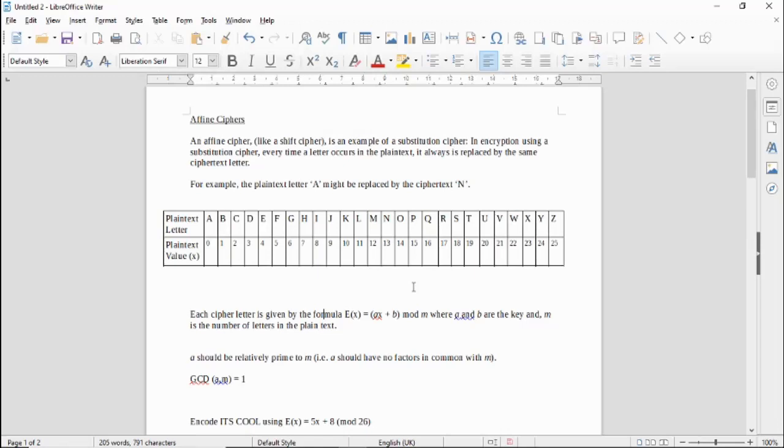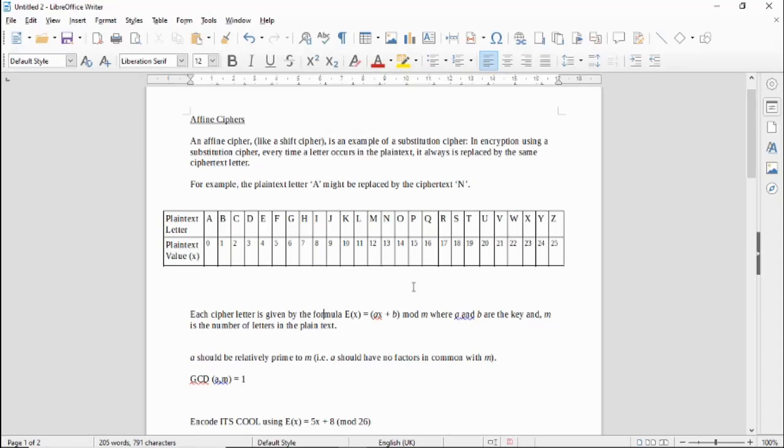M is the number of letters in the alphabet. So for example, M in this case would be 26. When we're encoding words, we're always going to be working with mod 26 because there are 26 letters in the alphabet.